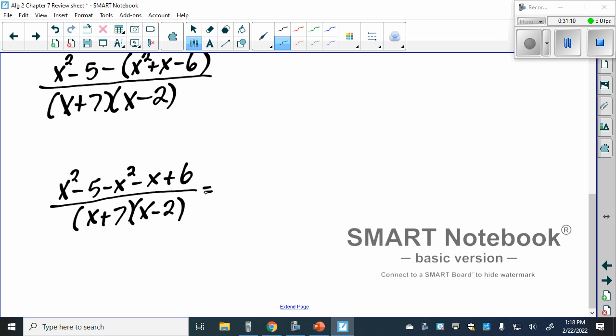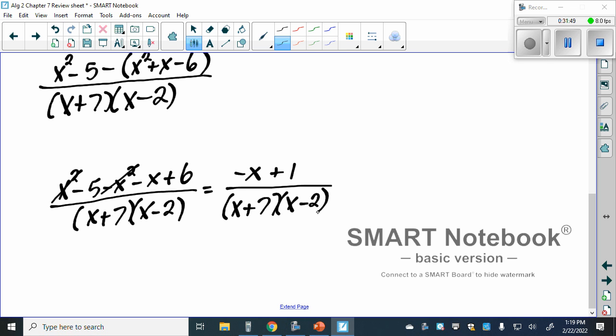Any questions on this here? Now we do have some x squared terms, so there's a chance we'll have to factor, yes? But let's combine like terms first. X squared minus x squared. Well, these will simplify out, because x squared minus x squared is 0. Well, our negative x doesn't have any other like term, so it's just negative x. Negative 5 plus 6 is plus 1 over plus 7 times x minus 2.